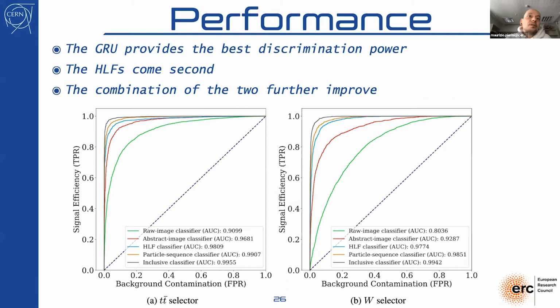Instead, high-level features means that I computed quantities which I know are relevant to separate QCD from TT bar from W, and I do a pretty good job with it. But the sequence does better.